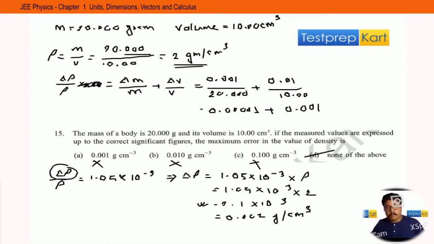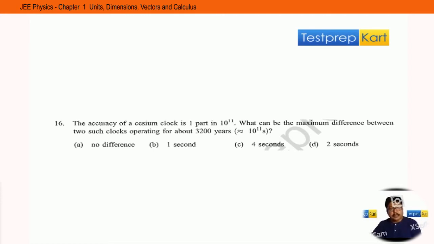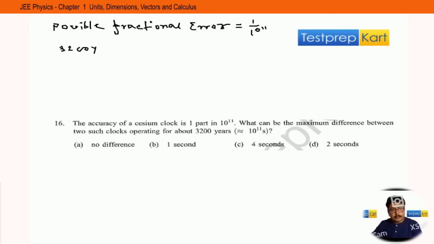Now, the accuracy of the cesium clock is 1 part in 10 to the power 11 second. What can be the maximum difference between two such clocks operating for about 3200 years? So the possible fractional error should be 1 by 10 to the power 11. So in 3200 years, what would be the value?